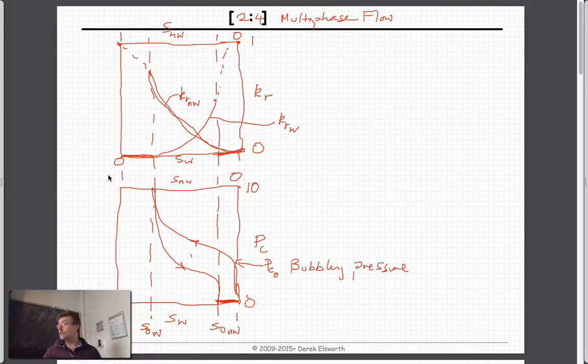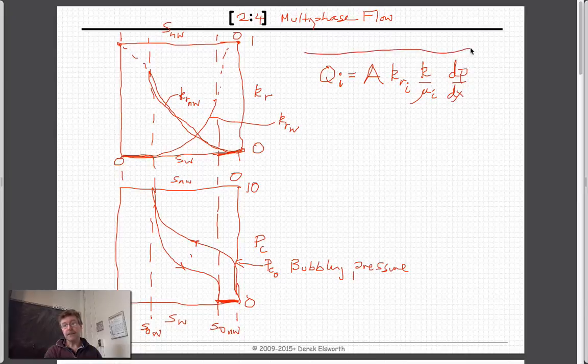And so it is a way of being able to calculate the amount of water that we get through the system. And so just to reiterate, we can always calculate the volume of fluid I as being equal to what? The total cross-sectional area, the relative permeability of phase I, the actual permeability of the porous medium, the viscosity of fluid I, and the pressure gradient across it. That's a basic expression.